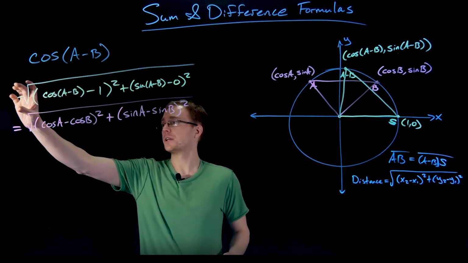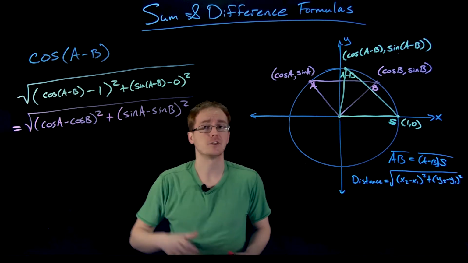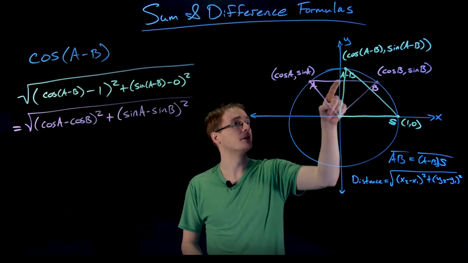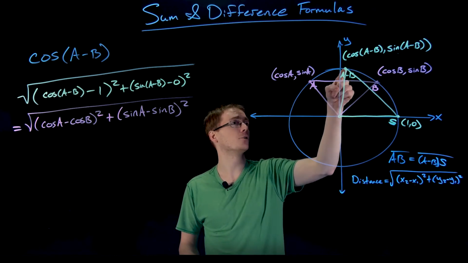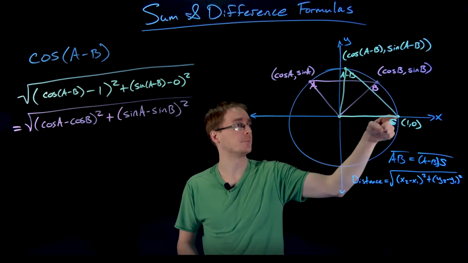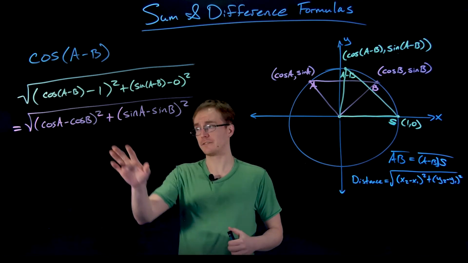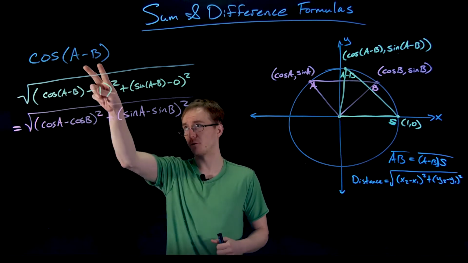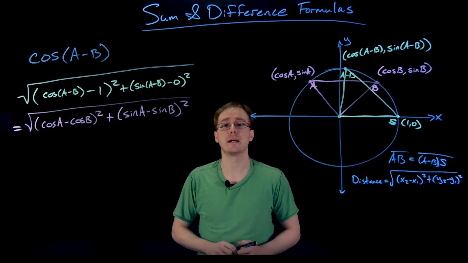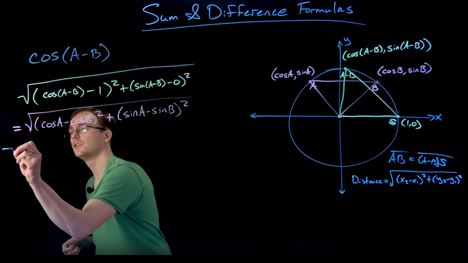So this green quantity set equal to this pink quantity is just our way of algebraically saying the distance from A to B is equal to, or the same as, the distance from A minus B to S. To finish it off, we just have to do some algebra and solve this equation for the quantity cosine of A minus B. So let's go ahead and start doing that.